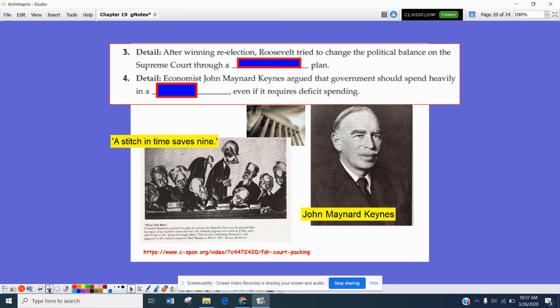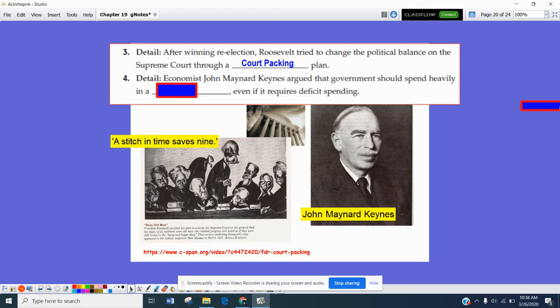So, after winning this reelection, Roosevelt tried to change the political balance of the Supreme Court through what is known as the court packing plan. It goes back to the Schechter case, if you remember hearing about that in Section 2. To get his revenge with the Supreme Court, he offered a proposal.